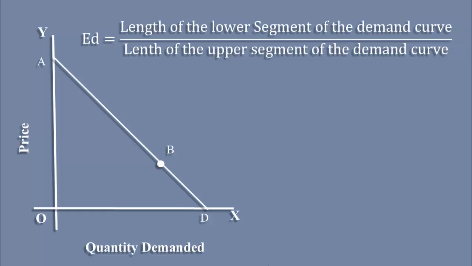The length of BD segment is 1 centimeter. The length of AB segment is 3 centimeters. Then the elasticity of demand is 1 by 3. It is less than 1. At point B, the demand is relatively inelastic. This is the way that one can measure elasticity using the geometric method.